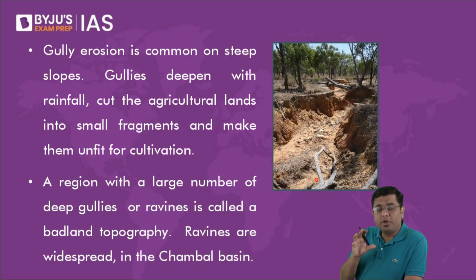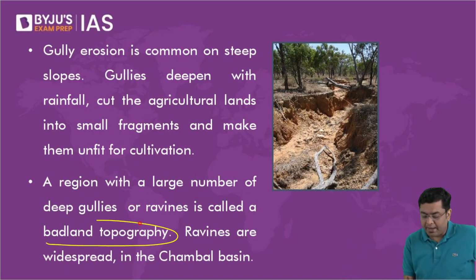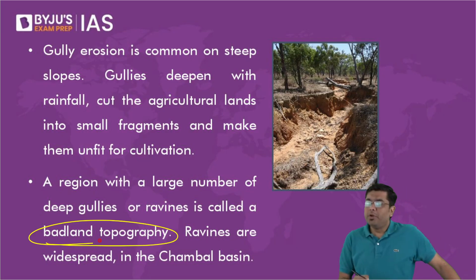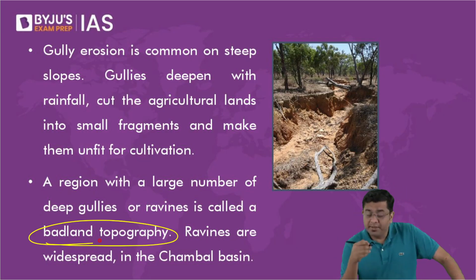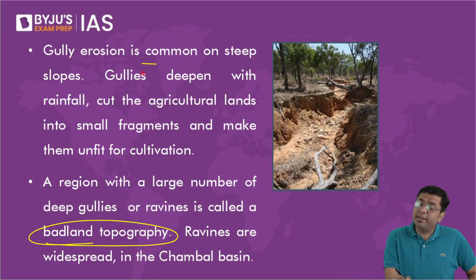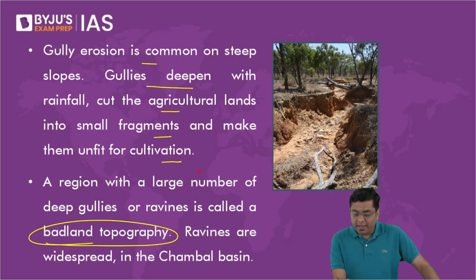That creates a kind of land or topography which is not utilizable commercially and from the point of view of agriculture. That is also referred to as badland topography. Okay, badland topography. That is not utilizable significantly. So gully erosion is common where you have steeper slopes. Gullies deepen with rainfall, cut the agricultural lands into small fragments and make them unfit for cultivation.